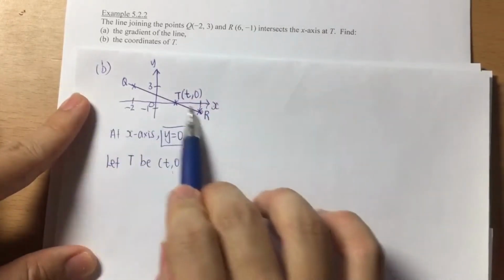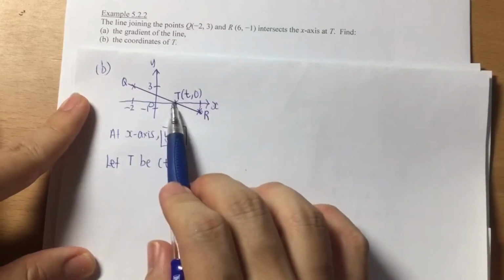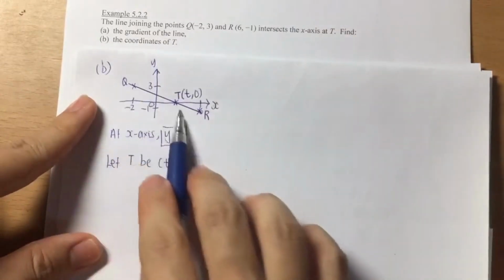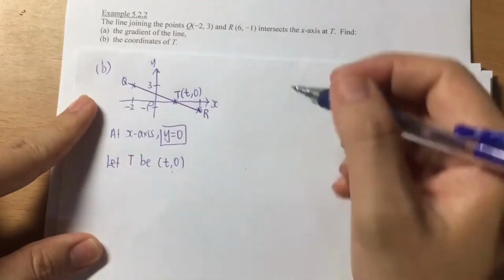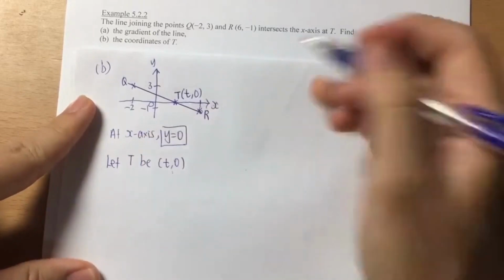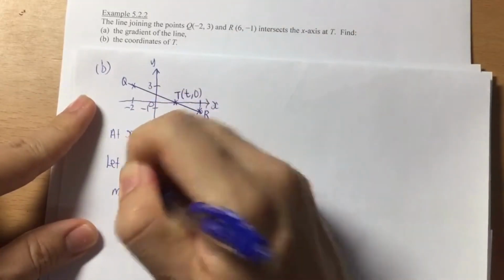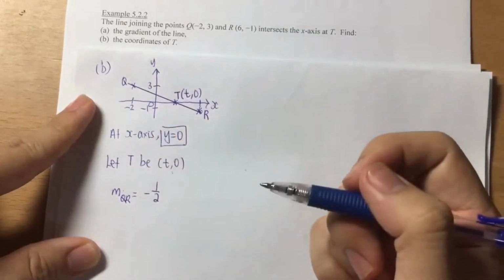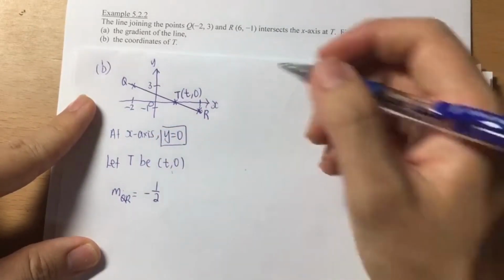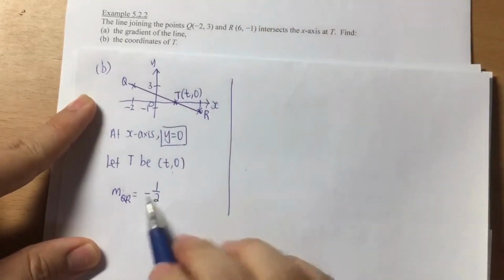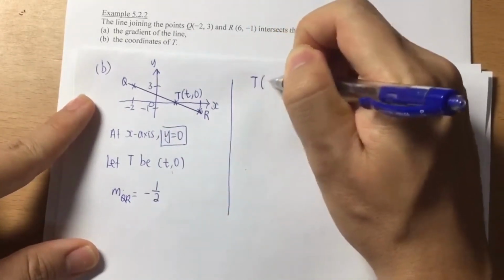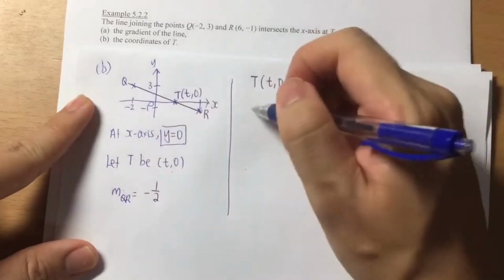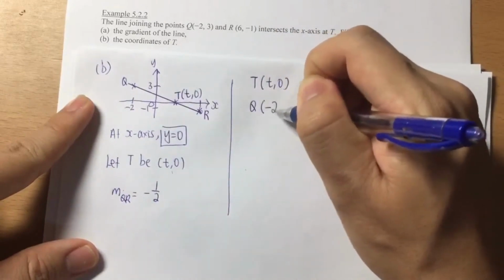And since they belong to one straight line, from the answer from part A, I already know the gradient. The gradient of this line QR, I already know, is -½. And therefore I'm going to make use of this fact to solve it. I'm going to use t, and I'm going to use one of the points here, so I shall use Q, which is -2, 3.